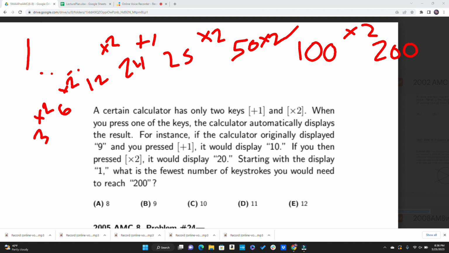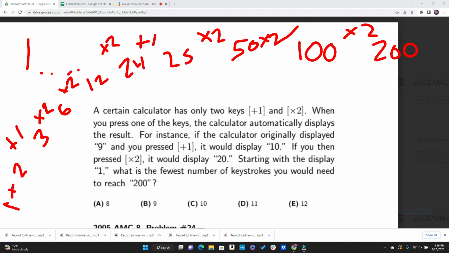So how do we get to 3? Well, it can't have been the ×2 key, because 3 is odd. So you can't multiply an integer by 2 and get to 3. So it must have been the +1. So we must have gotten there from 2. Now, it doesn't really matter how you get from 1 to 2. You can either +1 or ×2. It's the same either way. Let's say we did +1. So here's our fastest path: 1 to 2 to 3 to 6 to 12 to 24 to 25 to 50 to 100 to 200.